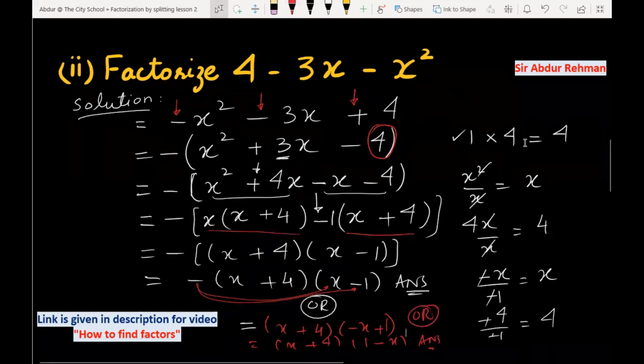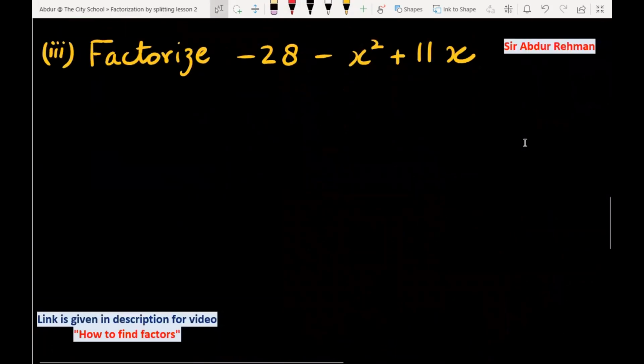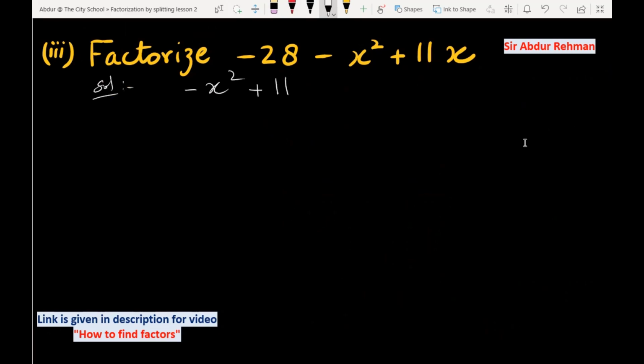Now the third example, I'm going to explain when the first term is negative. Factorize minus 28 minus x square plus 11x. This is the negative sign for this coefficient. The first step is you have to arrange first in the standard order. So solution: minus x square plus 11x, the second term, in ascending power of x, minus 28.